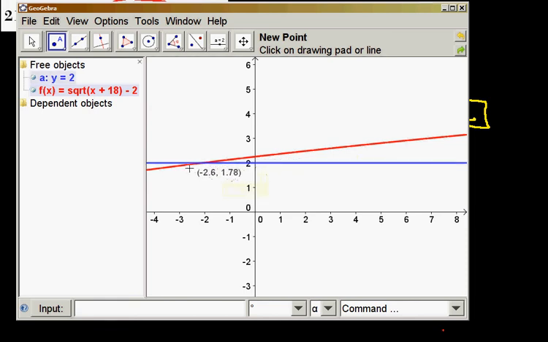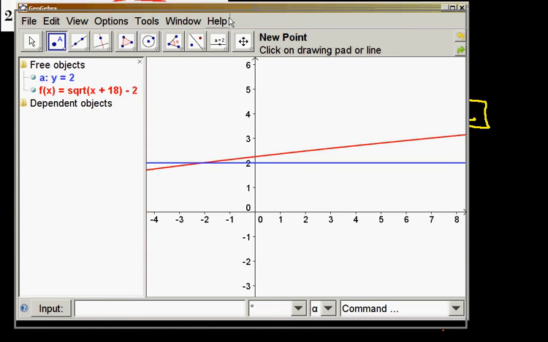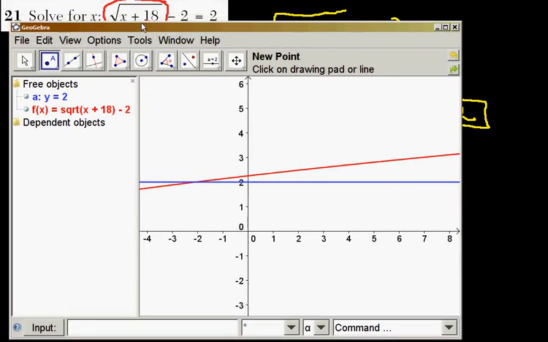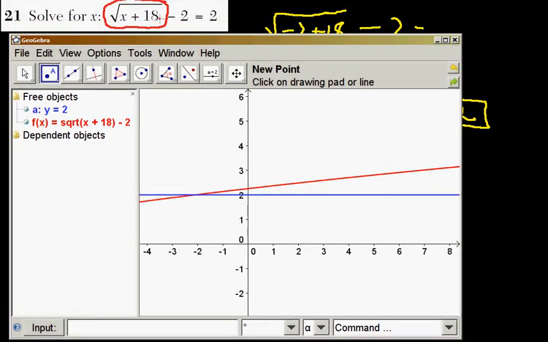And in blue, I have the line y equals 2. So when I'm solving this equation, square root of x plus 18 minus 2 equals 2, what I'm basically asking for is what's the intersection? And the intersection is going to be the value of x that makes this equation 2, that makes this value of y equal 2. And right there, it's negative 2.